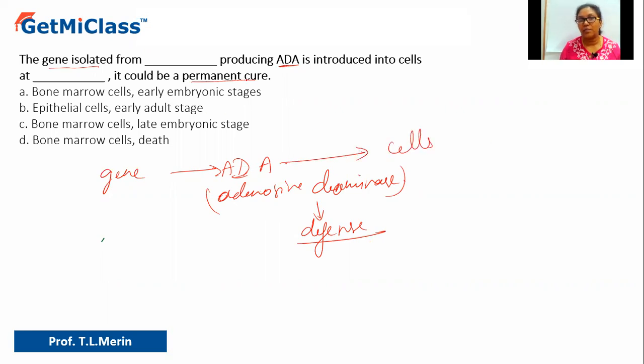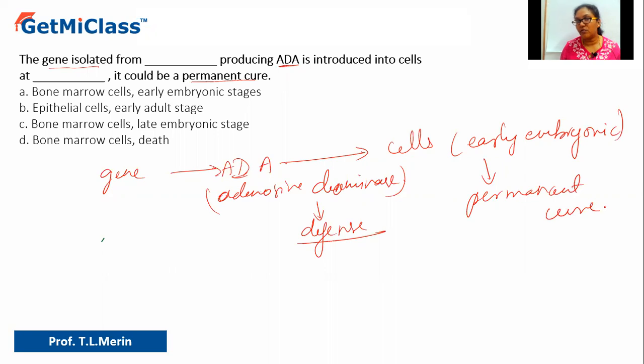And they are talking about permanent cure. So the cells should be in the embryonic stage, and it should be early embryonic stage because at that time only the embryo will be developing. And further, if we introduce any gene at that time, whatever cells multiply or undergo division will also have copies of this gene. So that's how that particular stage will give rise to a permanent cure.